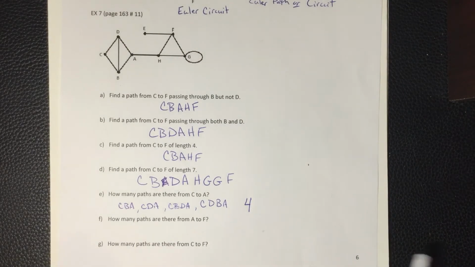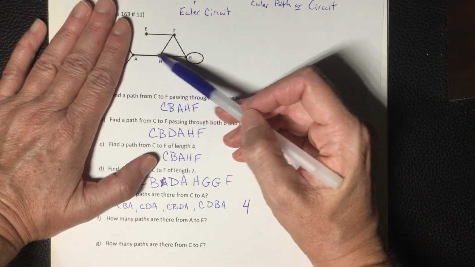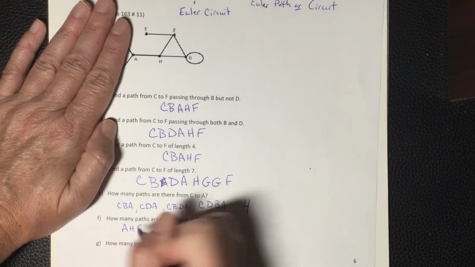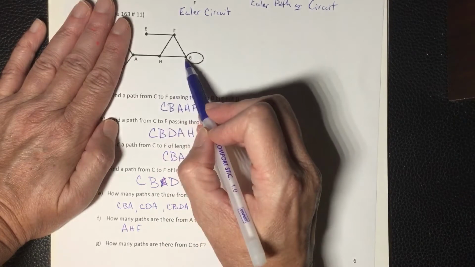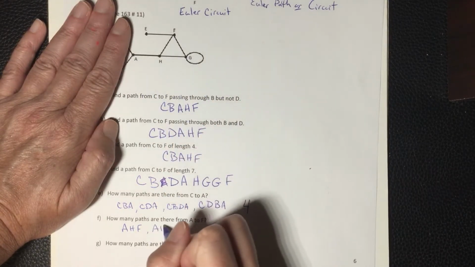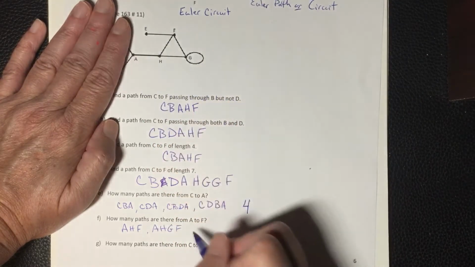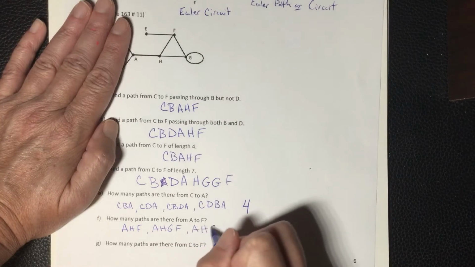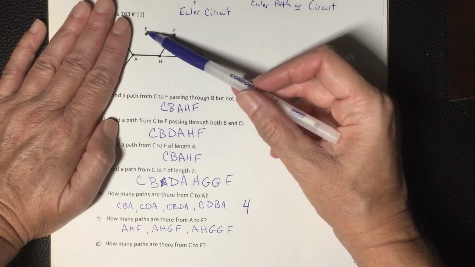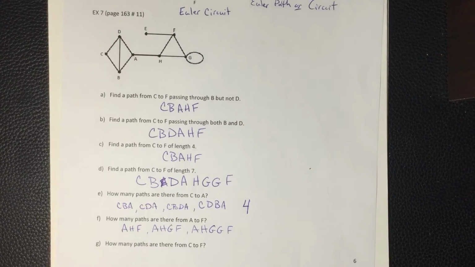Now for this part of the question, we're asked how many paths are there from A to F. So the simplest would be A to H to F, that would be 1. Or we could go through G, so A to H to G to F. Now another thing we could do is go to G and do the loop, so that would be A, H, G, G, F. Now what we can't do at any point is go to E, because then we would have to retrace that edge, and we can't use an edge more than once.